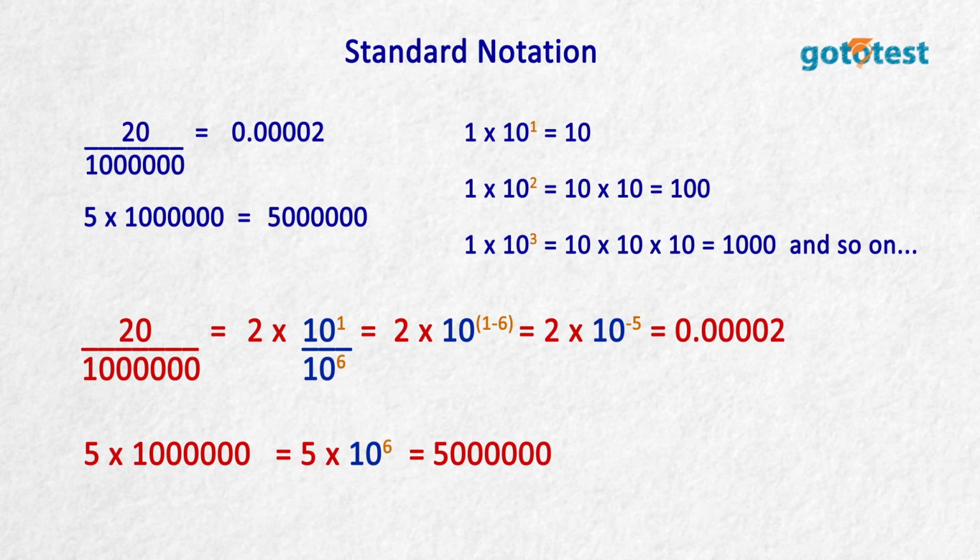In our examples, 2 multiplied by 10 to the power minus 5 and 5 multiplied by 10 to the power 6 are ways of expressing very small and very large numbers using the exponent form. Such a method of expressing is also called expressing in a standard form.